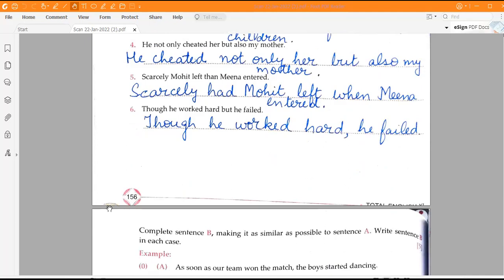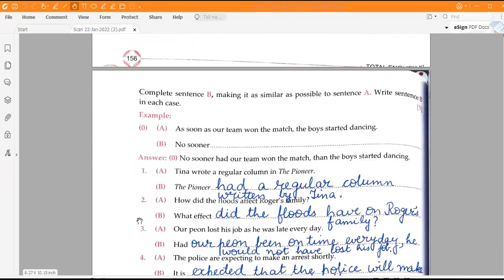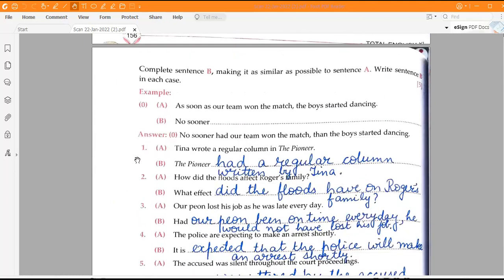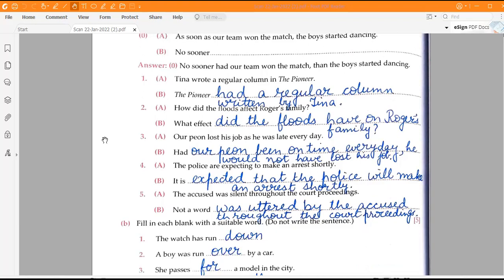Moving ahead to the specimen paper on page 158, specimen paper 10. Question 3, part A. The first sentence. Tina wrote a regular column in the Pioneer. The Pioneer had a regular column written by Tina. Second one, how did the flood affect Roger's family? What effect did the floods have on Roger's family? Question mark.